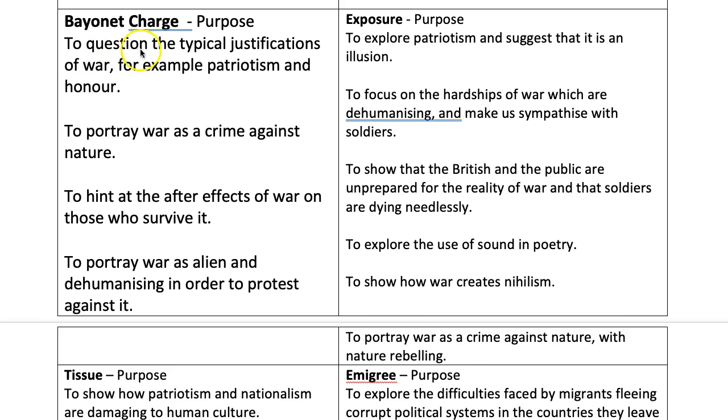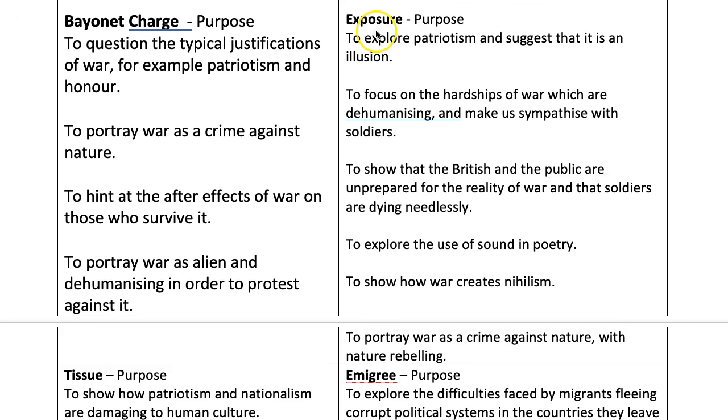Bayonet Charge is written to question, as we remember, the typical justifications for war, for example, patriotism and honour. It also wants to portray war as a crime against nature, to hint at the after effects of war on those who survive it, and to portray war as alien and dehumanising. You get that in this description of the soldier who suddenly wakes up, as in a nightmare and in an alien world, which we also pick up in the description of the yellow hair. And anyway, that's to protest against the effect of war.